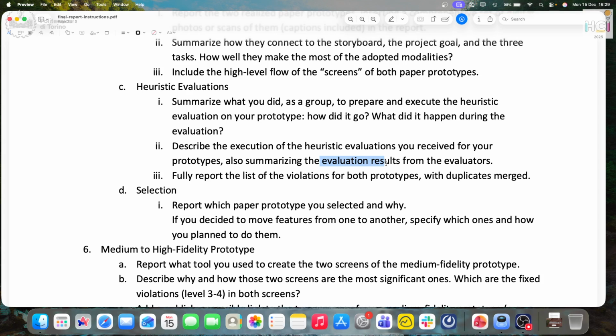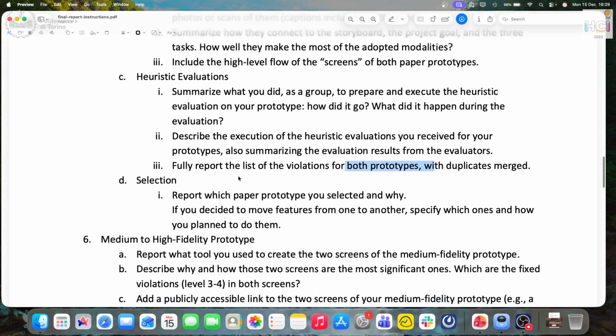And do we have to do it for both prototypes or only the one we choose? Yes, for both. The one you choose is after selection. So after selection, you will only talk about the one you choose.